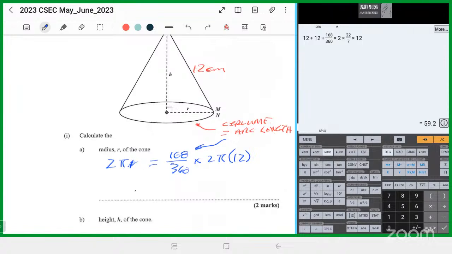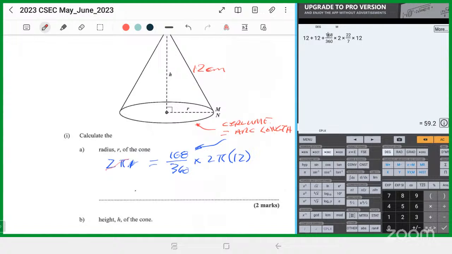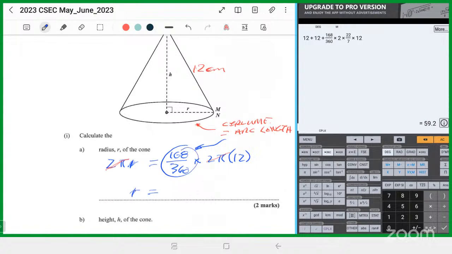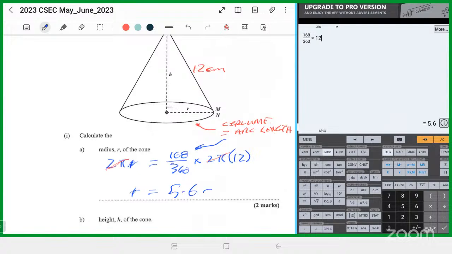So we need to divide by the 2 pi. We can cancel 2 pi from this side and from this side. So the R is equal to the product of this times this, whatever that works out to. So the R equals 168 over 360 times 12, which is 5.6. That becomes the radius. Anybody got that?